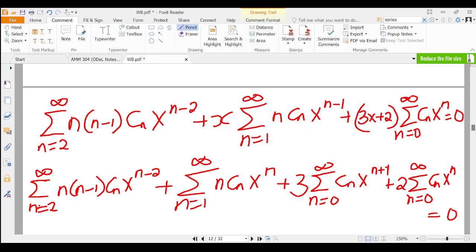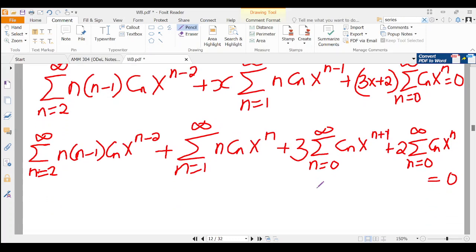So the last term here, we have expanded this into 2. That is 3 times this, then 2 times that, which will give us the first term there, 3 times Cn x raised to power n will give us x raised to power n plus 1. 3 is a coefficient. Then we have 2.